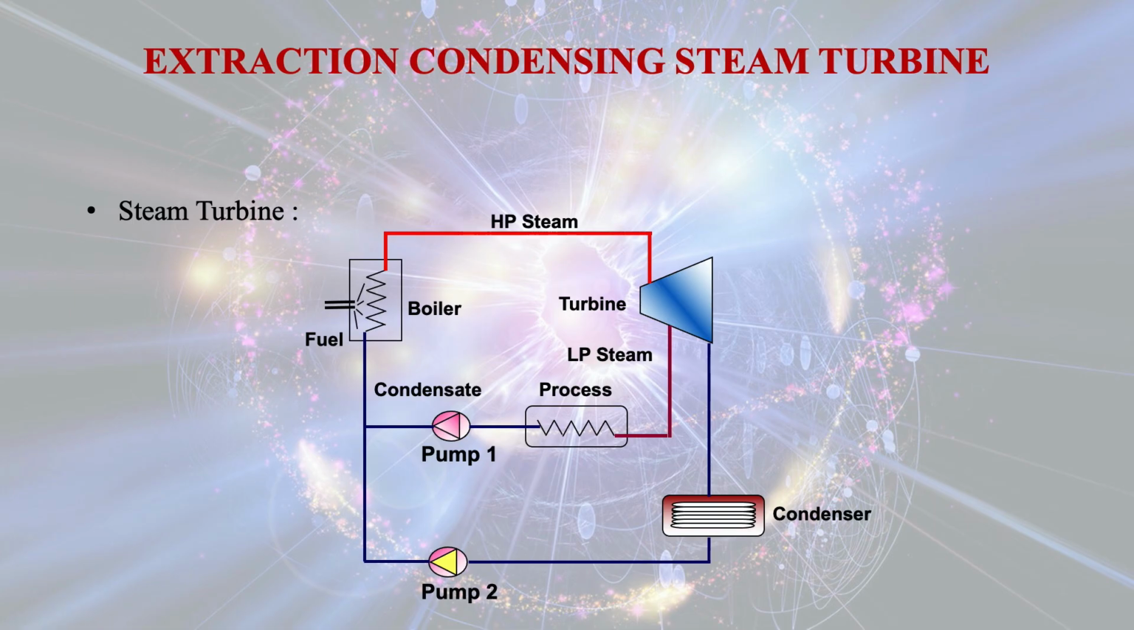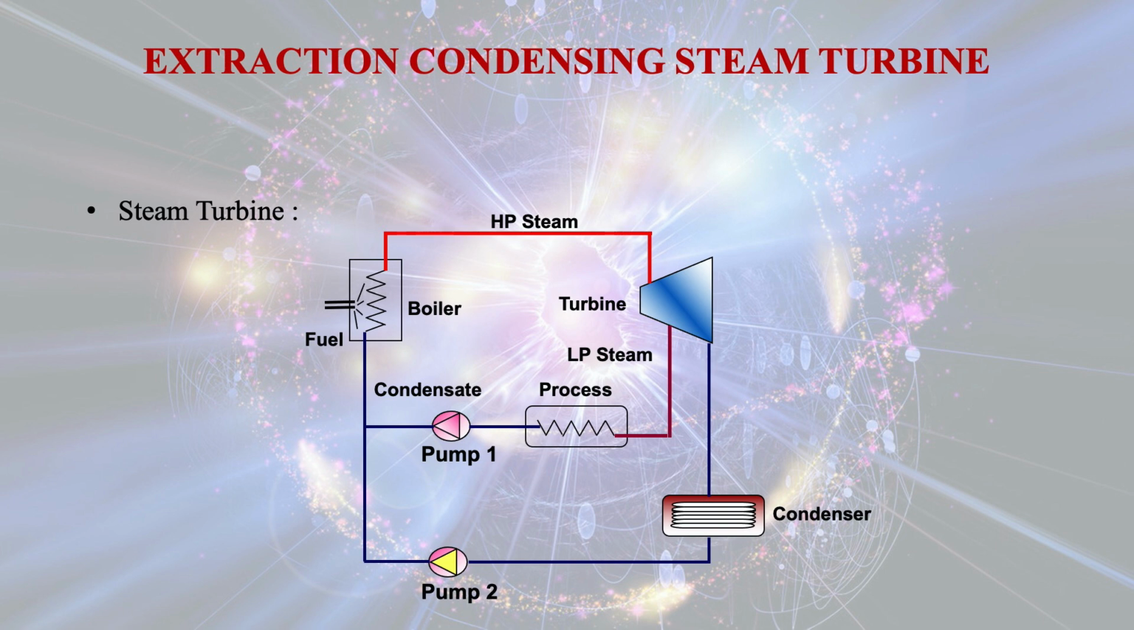This is the diagram for the extraction condensing steam turbine. What is the need for an extraction condensing steam turbine? Sometimes the heat required by the chemical industries for different processes is more. So definitely we have to extract steam from the turbine as per the requirement of thermal heat.